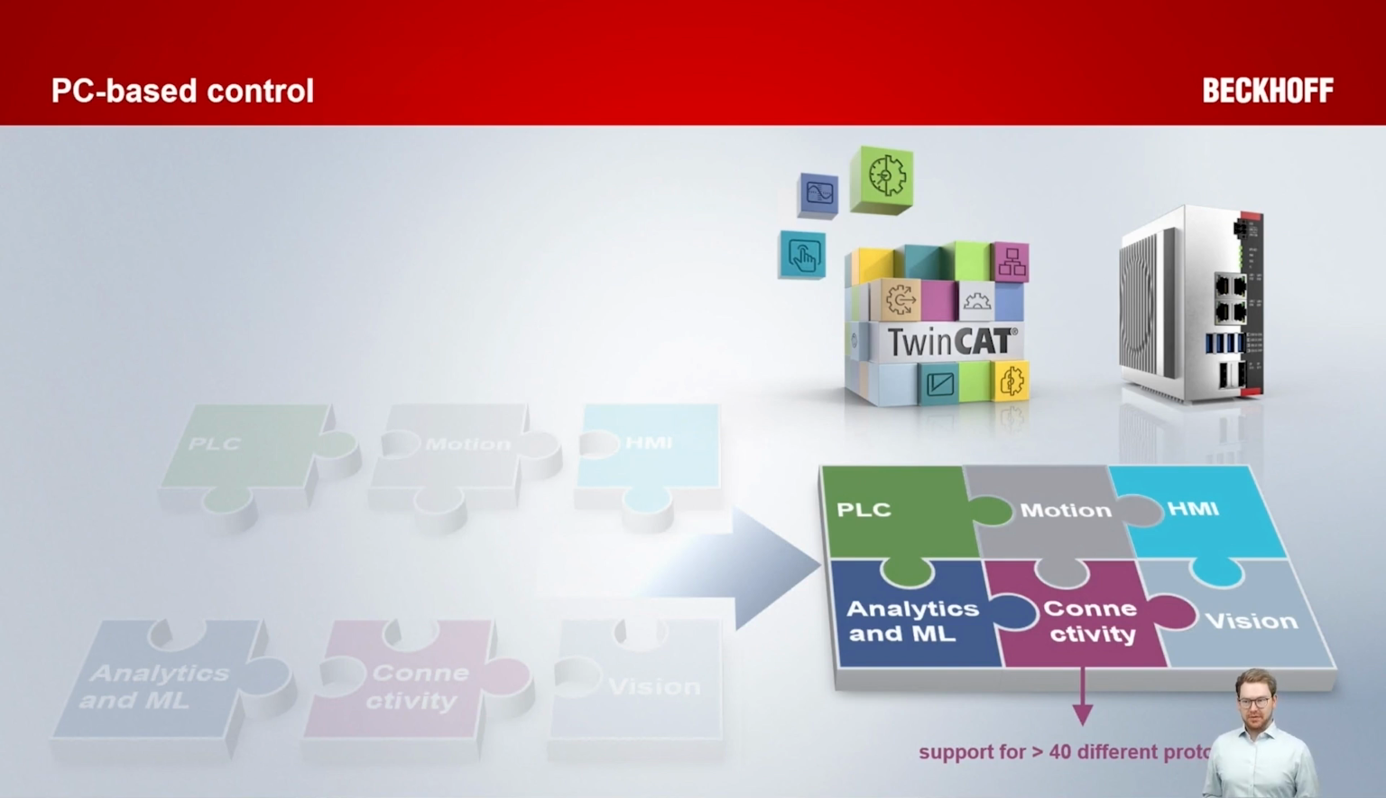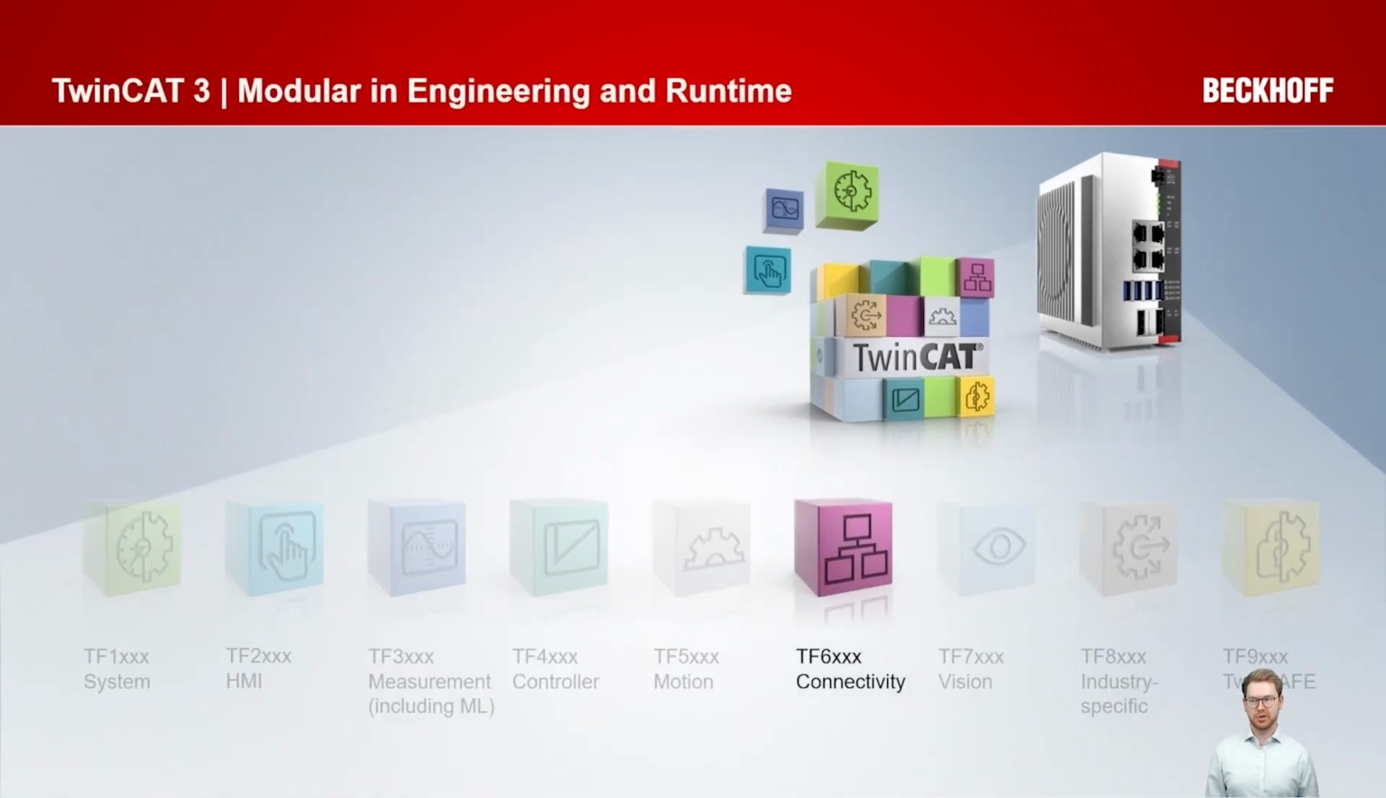With Beckhoff, you have PC-based control ever since 1986. And PC-based control replaces this multiple dedicated automation device thing with one software-centric PC-driven control platform. We call that platform the software platform TwinCAT, and TwinCAT is a modular software that can be extended with so-called TwinCAT functions. Functions are arranged in different areas, connectivity being one of them, with the support for over 40 different protocols. And this is a different presentation of what it can look like.